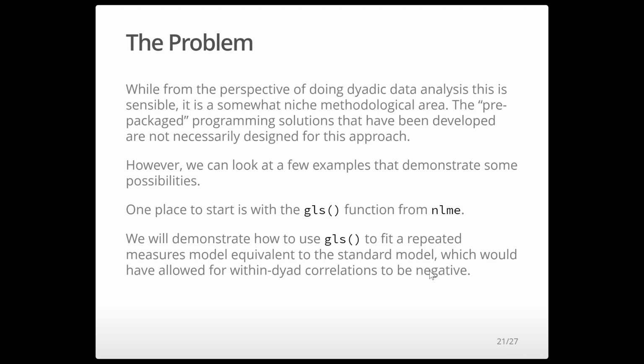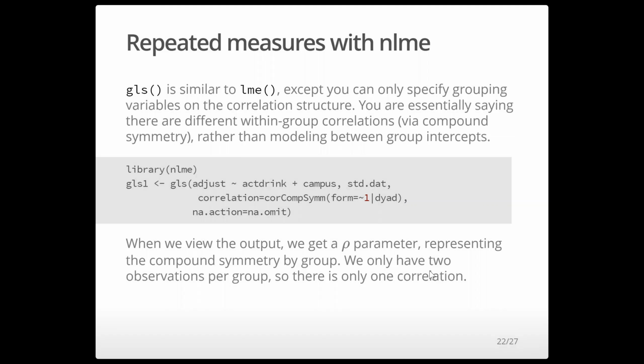So one place we can look is in nlme, which has this function gls, which is generalized least squares, and we'll look a little bit at how we can use this for dyadic data in the standard model, which would have allowed for within-dyad correlations to be negative. We can show how, in this case, the within-dyad correlations are positive, and how this is equivalent to the HLM models that we fit as well.